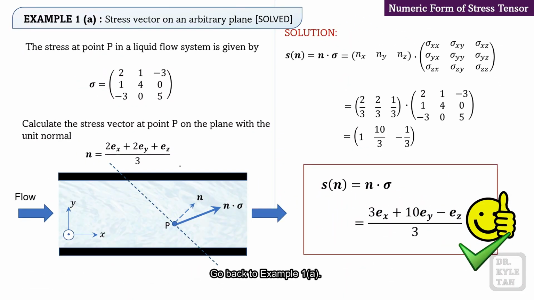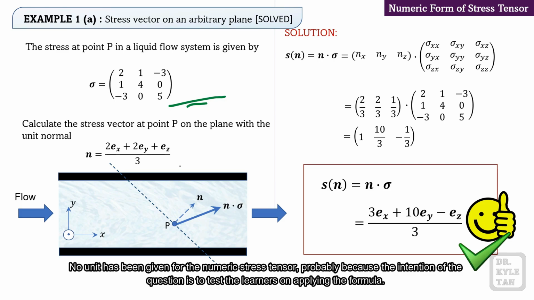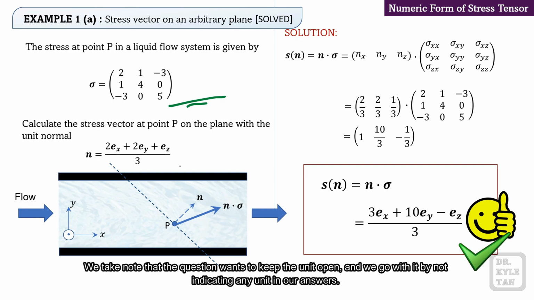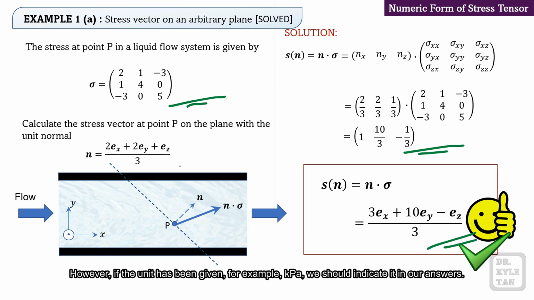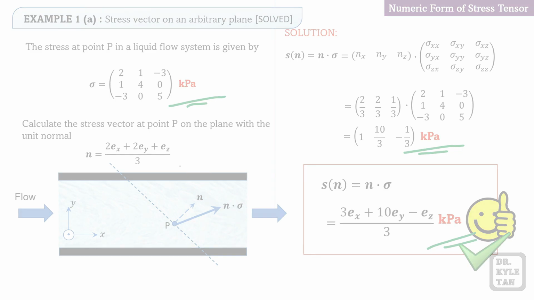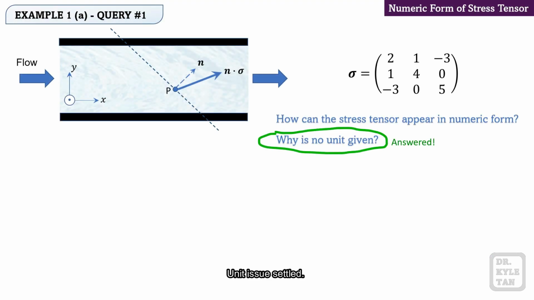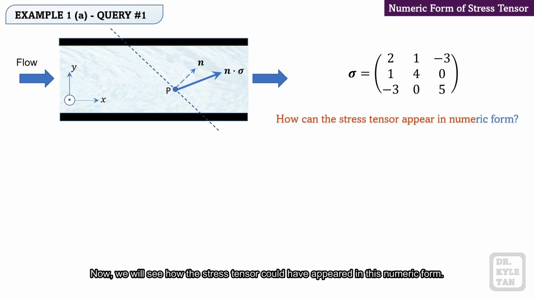Go back to example 1a. No unit has been given for the numeric stress tensor, probably because the intention of the question is to test the learners on applying the formula. We take note that the question wants to keep the unit open, and we go with it by not indicating any unit in our answers. However, if the unit has been given, for example, kilopascal, we should indicate it in our answers. Unit issue settled. Now, we'll see how the stress tensor could have appeared in this numeric form.